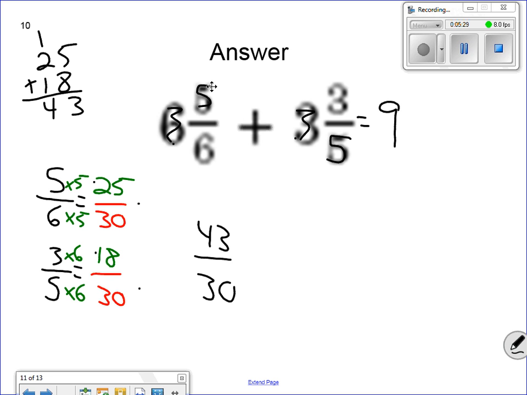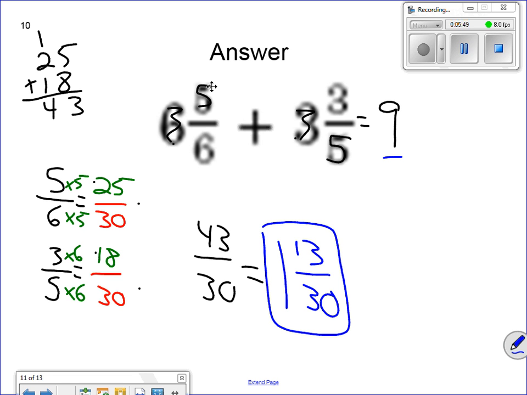Now, kids, watch. This is why we were doing all that practice earlier with improper fractions into mixed numbers. How many 30s go into 43? 1. What's left over? 13 over 30. Now watch closely. I have to add this to my 9. Does that make sense? Because we can't forget about the 9 up here. So my answer to my original problem would be 9 plus 1, which is a 10, and 13 over 30.